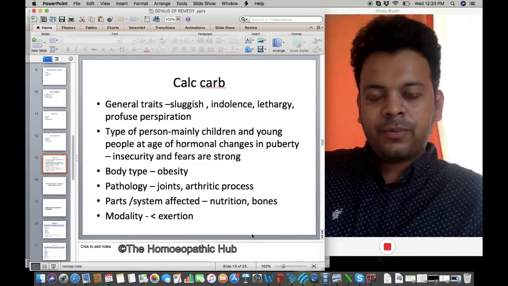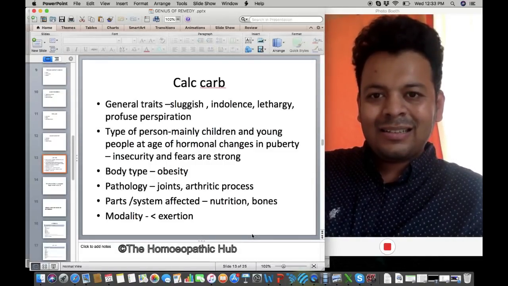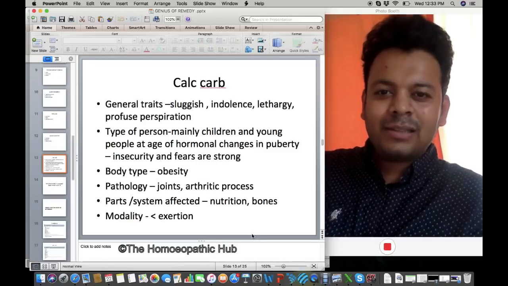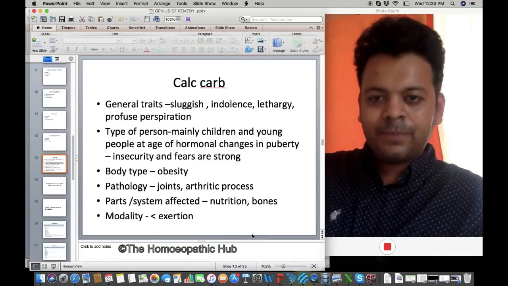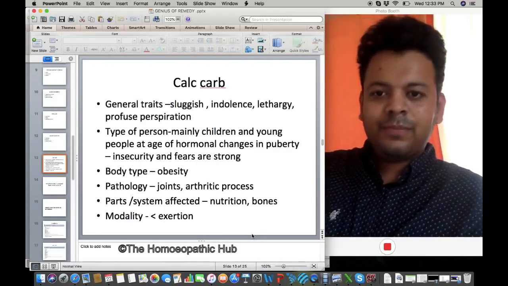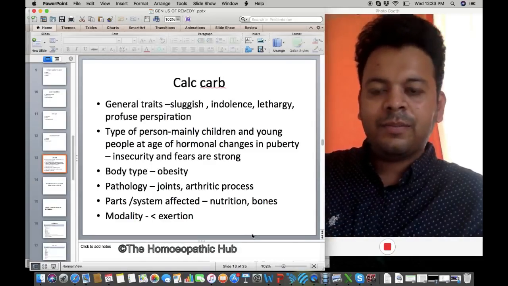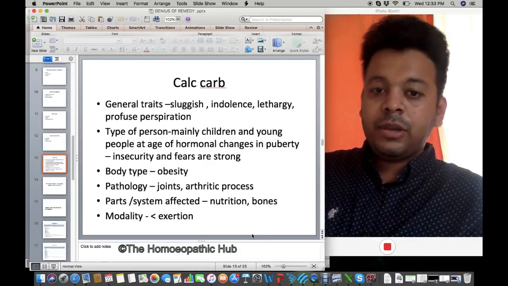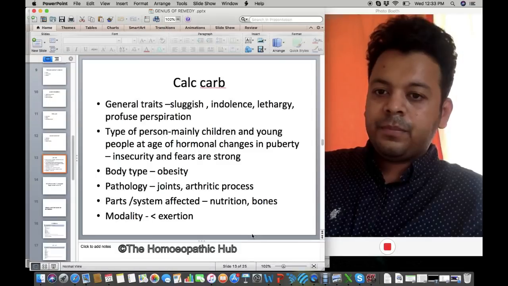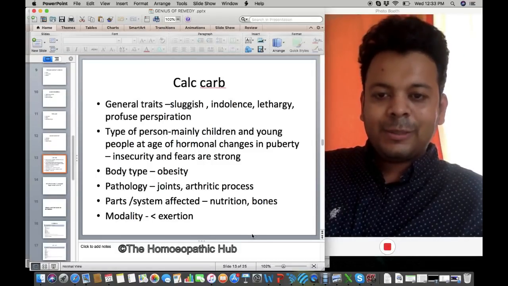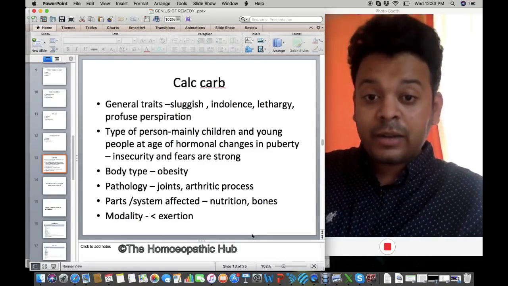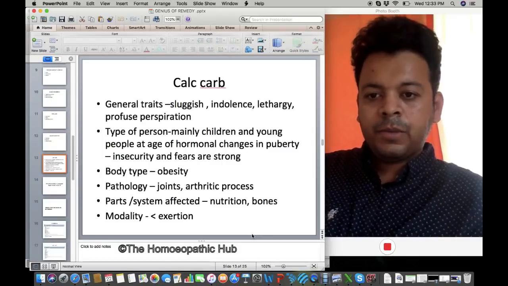What's in front of you? The genius of Calcarea is slow, sluggish, indolent, lethargic, with sweat. Especially action on children and young adults, even for old people. Body type, obesity. Special action on joints, arthritic, nutrition, bones. Modality, exertion. They cannot take exertion too much.